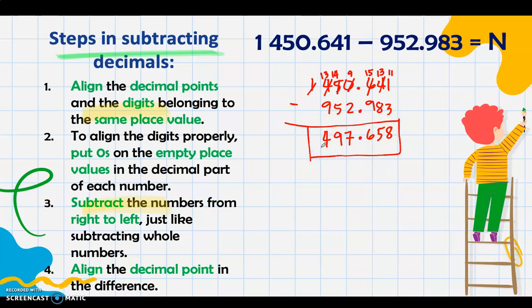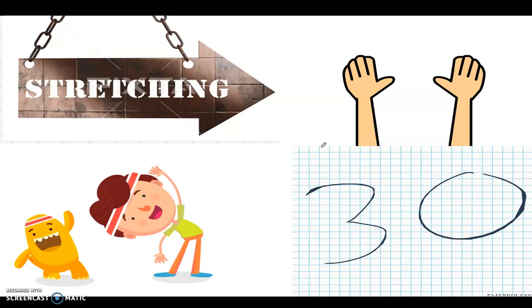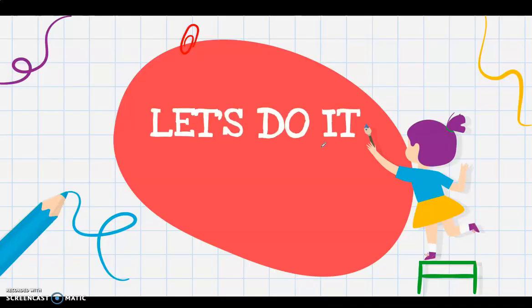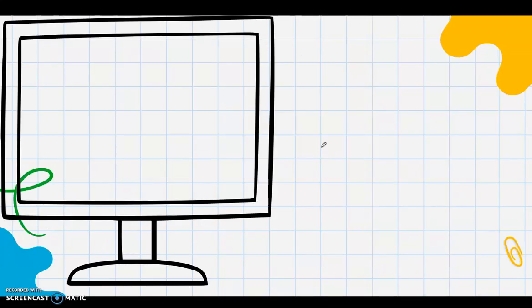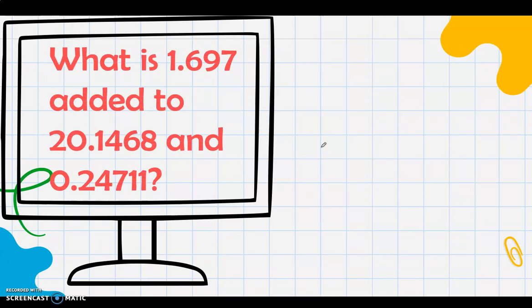So that's how you are going to subtract decimal numbers. Let us have more examples. What is 1.697 added to 20.1468 and 0.24711? So again, you have to align properly the decimal point first.